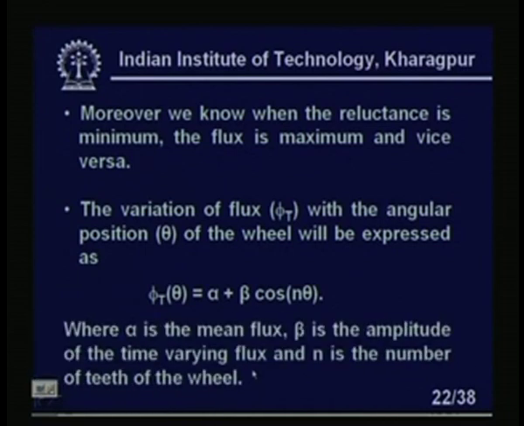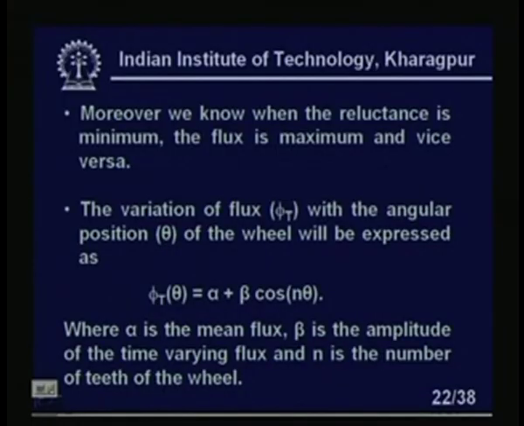Let us look at the abbreviations, where alpha is the mean flux, beta is the amplitude of the time varying flux, and n is the number of teeth of the wheel. There might be 4 teeth, there might be 8 blades. Here, in this case, we assume that the number of teeth is n. So, we can write phi t of theta, the total flux with respect to the angular position of the wheel, is equal to alpha plus beta cos n theta. Clear?